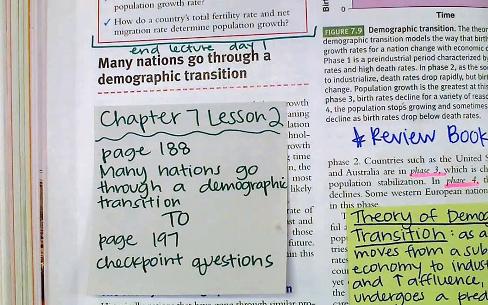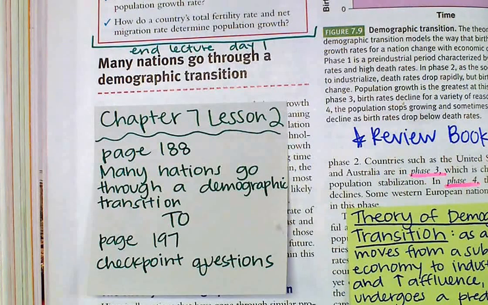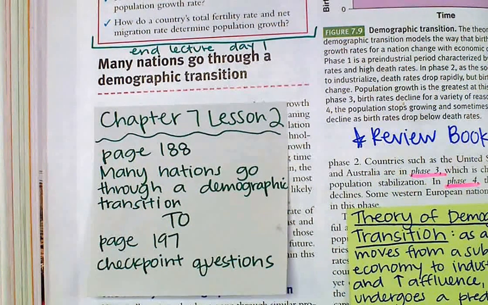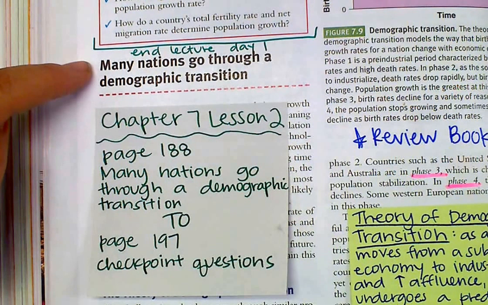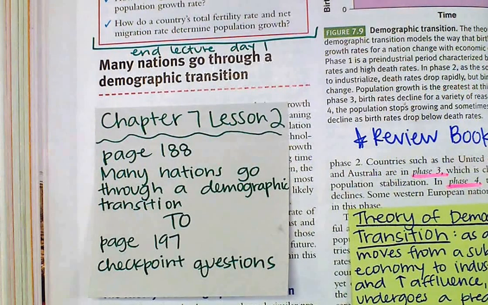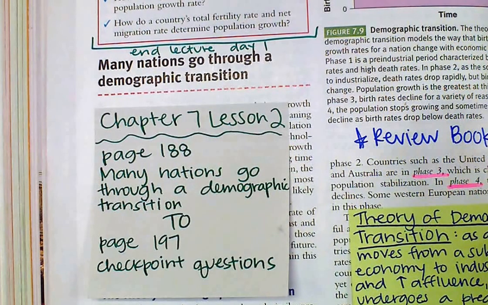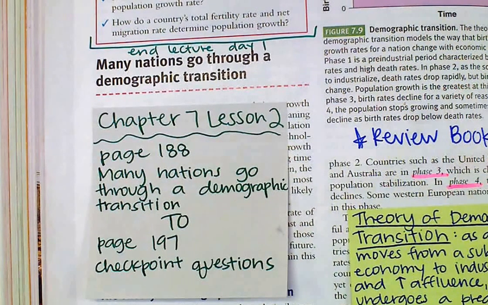Hey guys, we're getting ready to start Chapter 7, Lesson 2, our last lesson for Chapter 7. And here we're going to start on page 188, up here where it says many nations go through a demographic transition, and we're going to end on page 197 where it says checkpoint questions. Alright, and that's going to be at the end of the chapter.